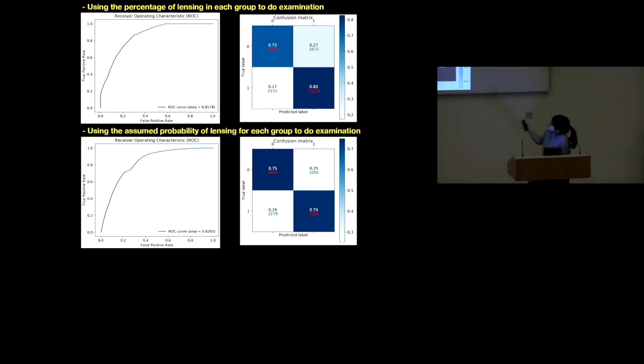Using that, we can get ROC curves to do the comparison. Here is using the true percentage of lensing in the group, and here is using the little trick I just described, assuming a probability. You can see it is quite consistent, so this little trick actually does work.